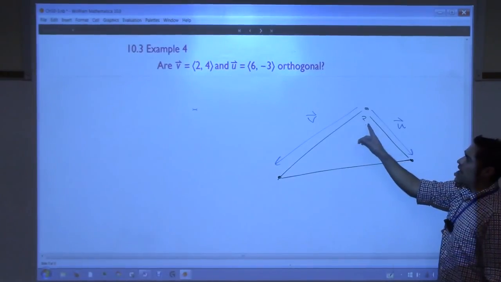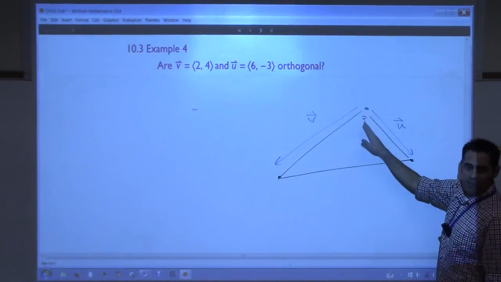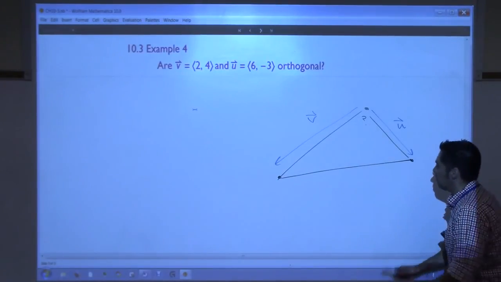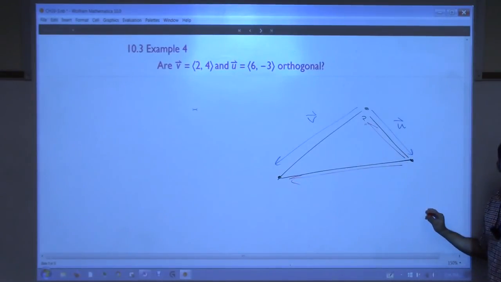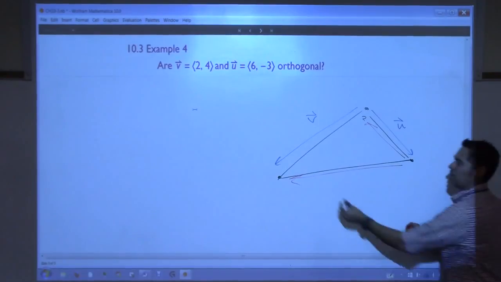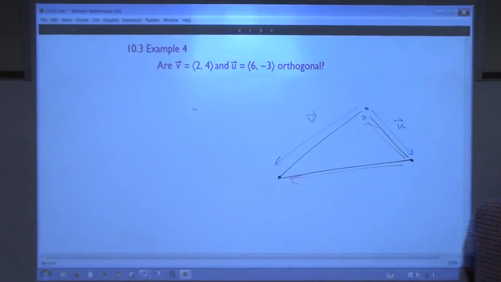Now, let's say that you dotted those and it was 0. You'd be right triangle done. What if it wasn't 0? Well, then you would just do this vector and dot those. If it was 0, it's a right triangle. If it's not, then move on. You have to do this one and this one. But the dot product is much easier to do than all that other stuff.